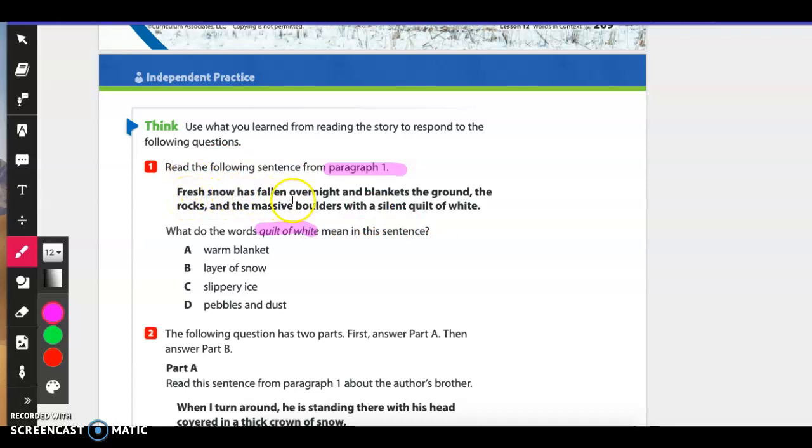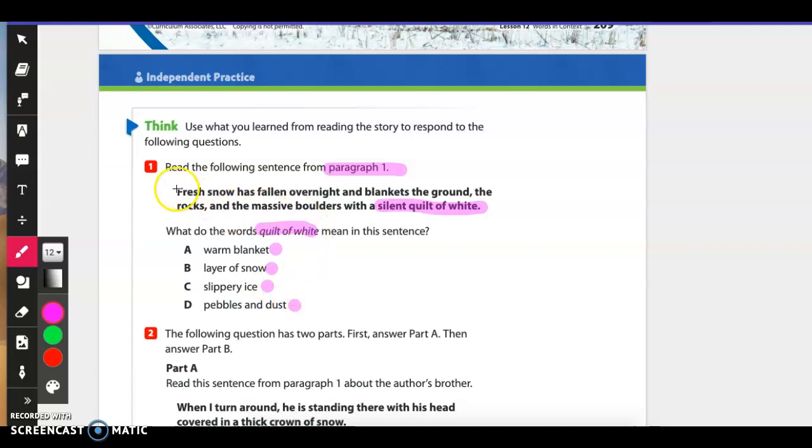Fresh snow has fallen overnight and blankets the ground. The rocks and the massive boulders with a silent quilt of white. Does it literally mean a warm blanket is on the rocks and the boulders outside? Does it mean a layer of snow? Does it mean slippery ice? Does it mean pebbles and dust?